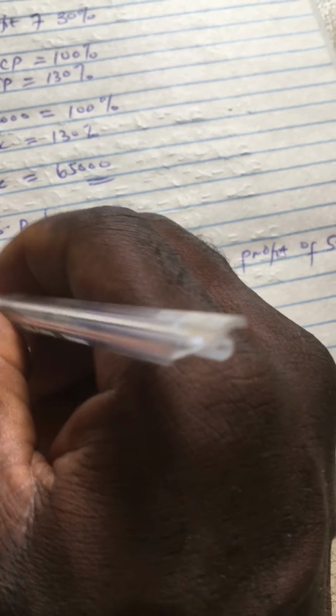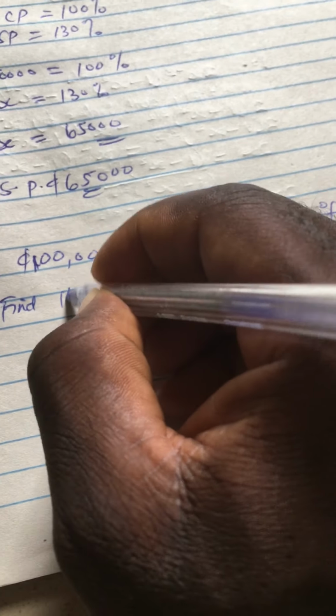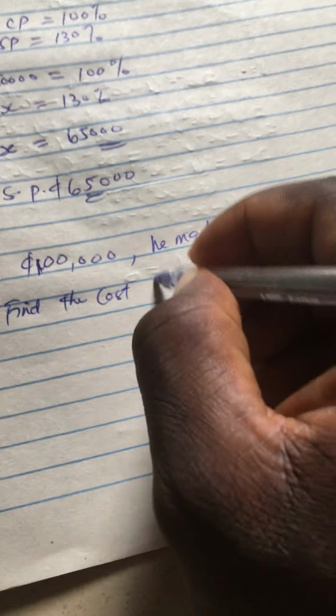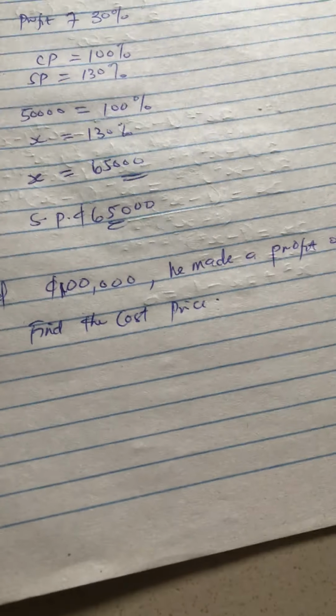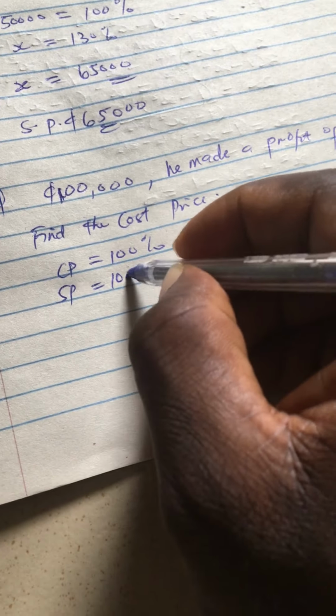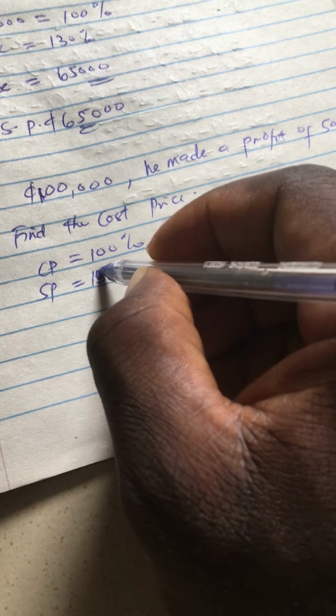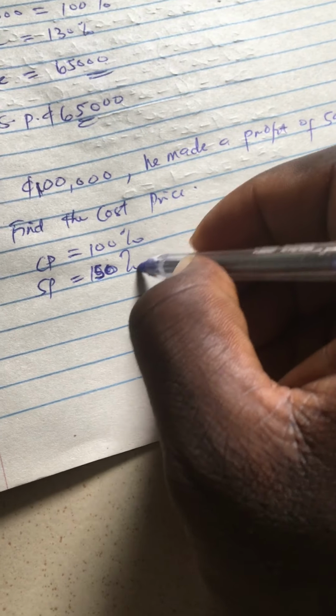When you sold the machine at 100,000, you made a profit. So find the cost price. So just as we know, always our cost price is what? 100%. Our selling price, now you can see that he made a profit. So it will be 100% plus the 50, which is 150, right? So our selling price is 150.